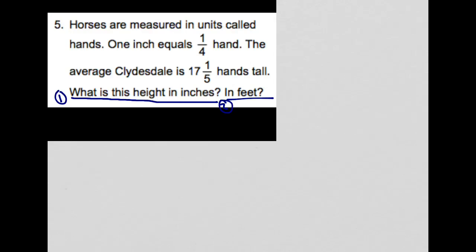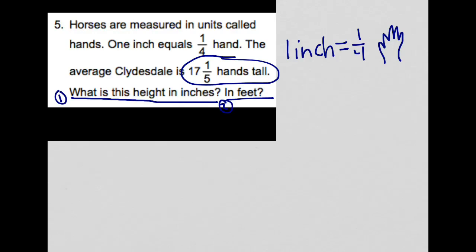Horses are measured in units called hands. So 1 inch equals 1/4. I'm going to draw a little hand here. 1/4 a hand. The average Clydesdale is 17 1/5 hands tall. So a Clydesdale is a type of horse. It's a really big horse.